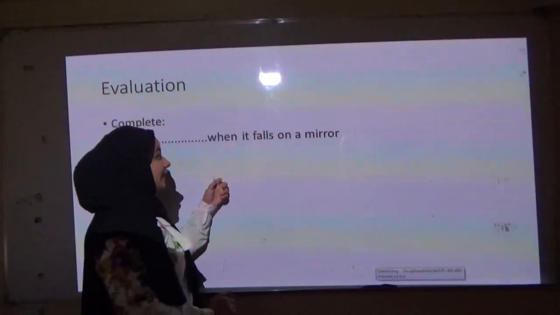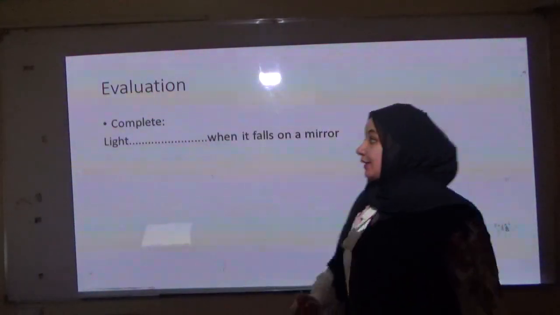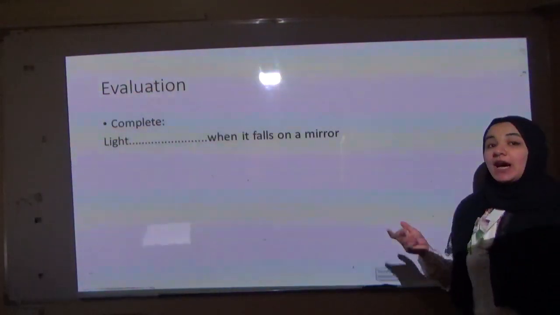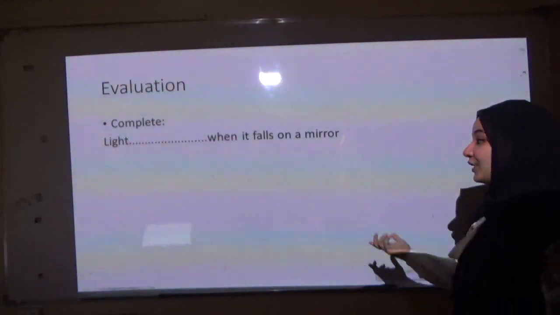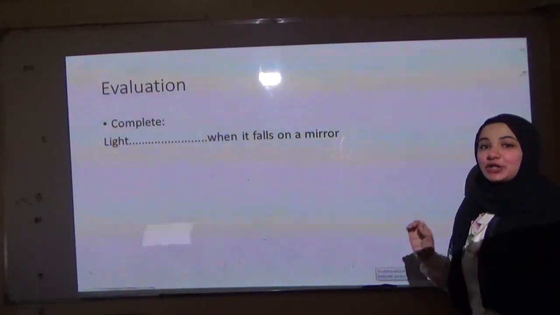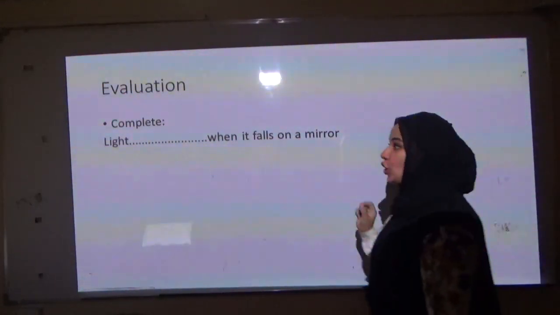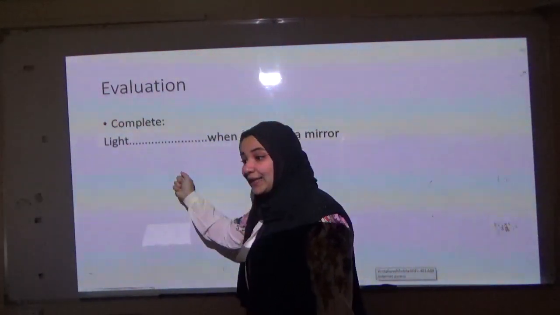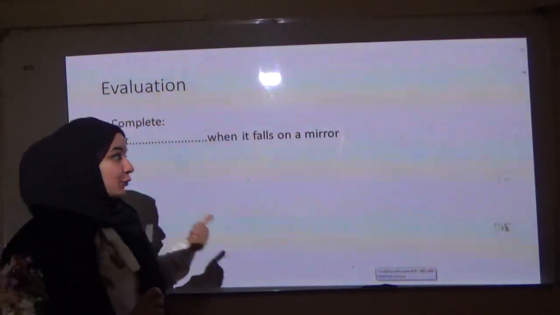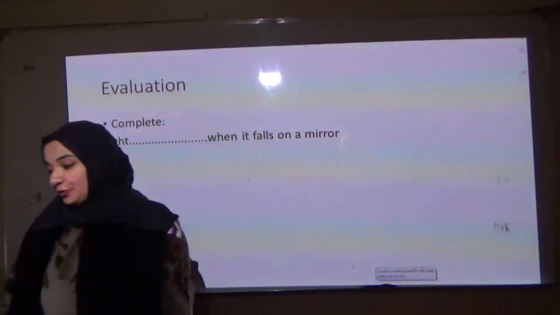Now, here is your evaluation question. What happens to the light when it falls on the mirror? The answer will be what? Light reflection occurs, because we said the mirror is a smooth and shiny surface.